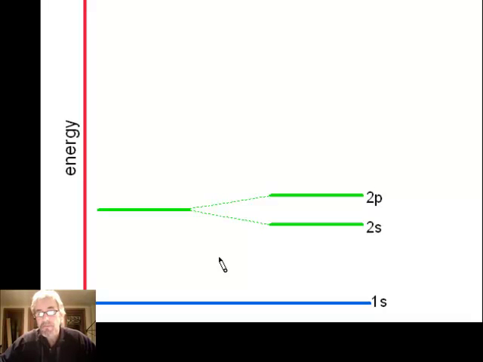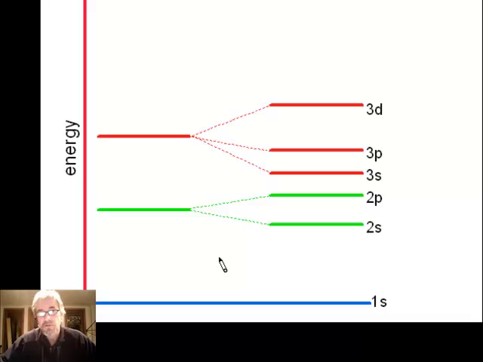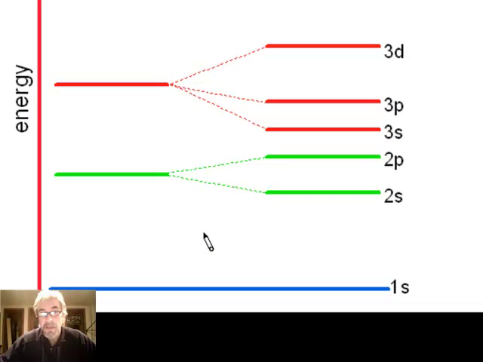Next shell, n equals 3. That has 3 subshells, 3s, 3p, and 3d. And s is a little lower than p, which is a little lower than d. The higher the letter number, the higher the energy in these split levels. Well, a 3s can have 2 electrons in it, a 3p can have 6, and a 3d could have 10.